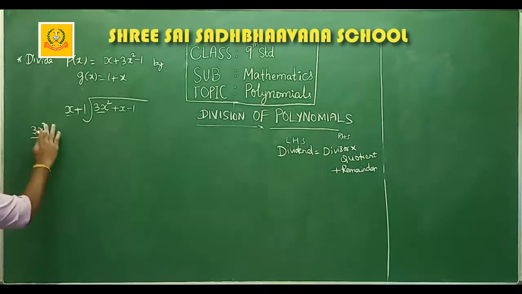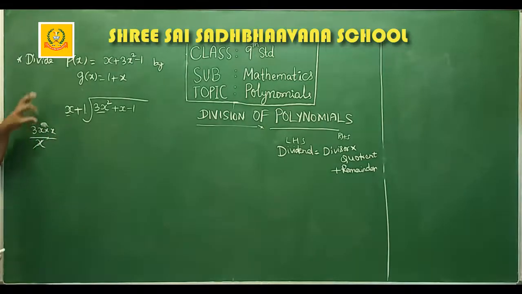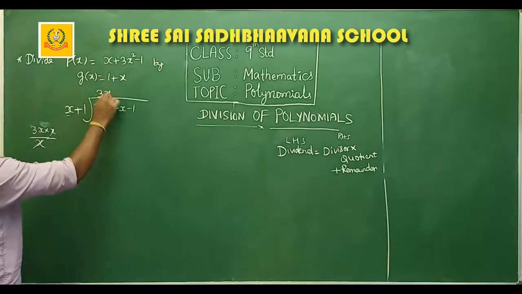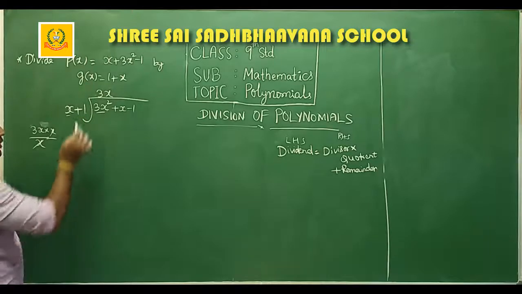Correct? Because x square can be written as x into x. Maybe I am just explaining you clearly. X square can be written as x into x. X will get cancelled. You will be left with 3x. So the term you have to take here is 3x. So take 3x.